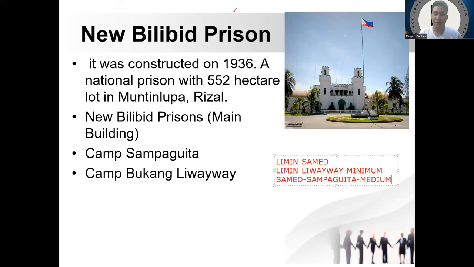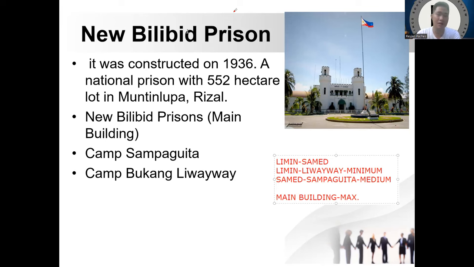Yan, of course, ang main building natin, sila yung mga tinatawag natin na maximum prisoners. Ulitin natin. So meron tayong Limen Sa Med, ibig sabihin, ang Liwayway, minimum prisoners. Camp Sampaguita naman, that is medium prisoners. That's why we have Sa Med. Then of course, ang main building, yan yung place for what we call yung mga national or maximum offenders. So again, makikita rin natin class ang Liwayway at Sampaguita doon pa rin sa New Bilibid Prison. Again, ang New Bilibid Prison, matatagpuan natin yan sa Muntinlupa, Rizal. Of course, overcrowded na yan ngayon.